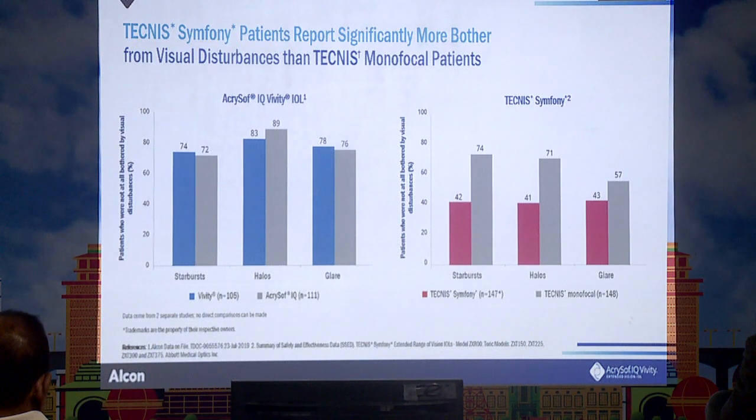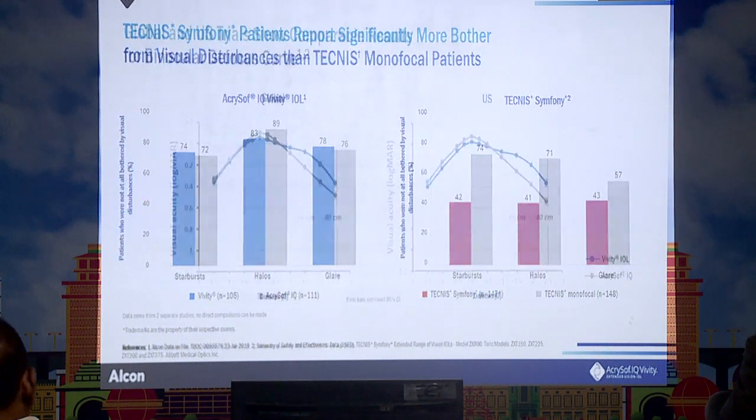When the Symphony was compared with the monofocal lenses, the Symphony-implanted patients were complaining of more bothersome visual disturbances than with the monofocal lenses. So there was some difference because of the diffraction rings, but here, because of the change in technology, the patients were not complaining, or some of the patients had mild problems that were equal to the IQ lenses.